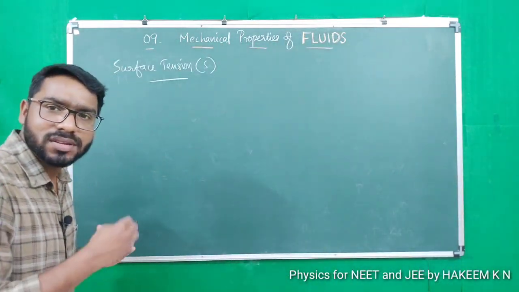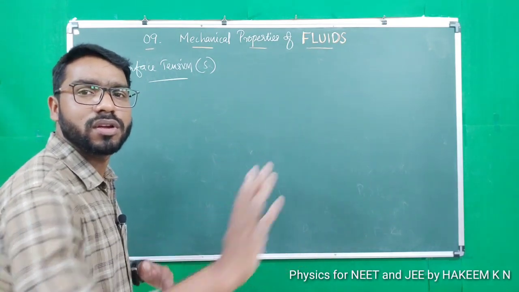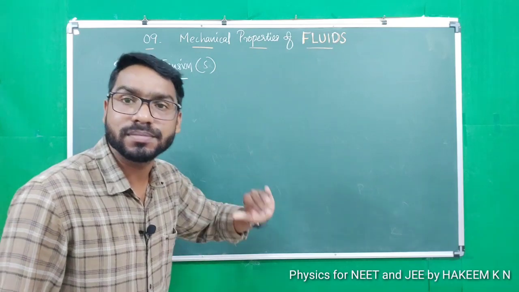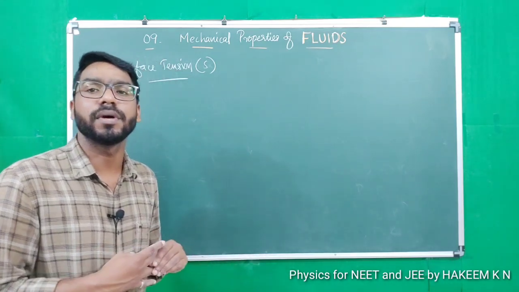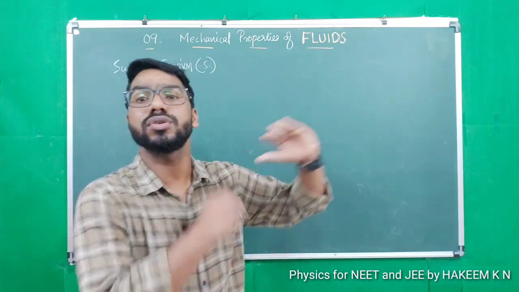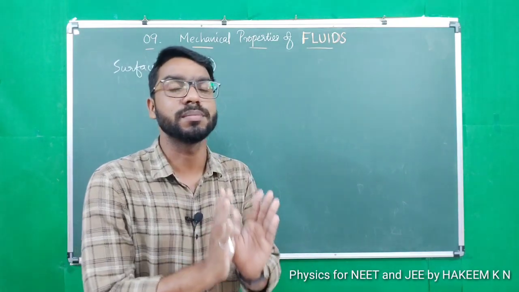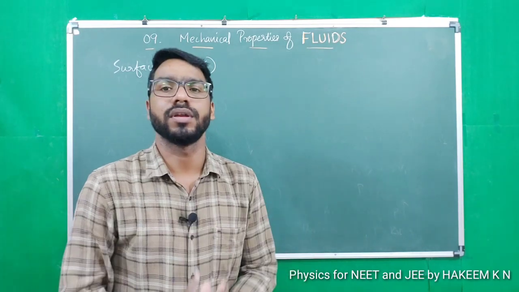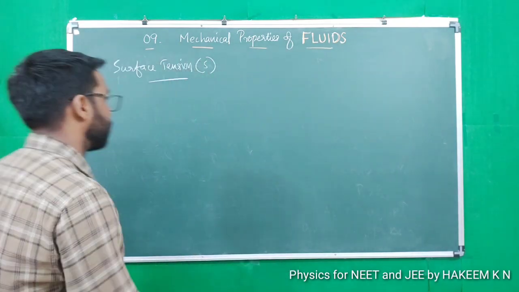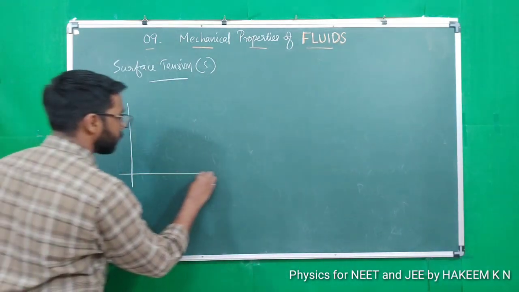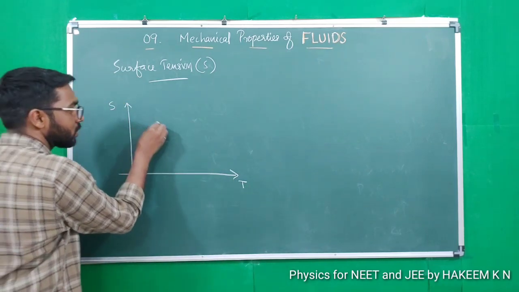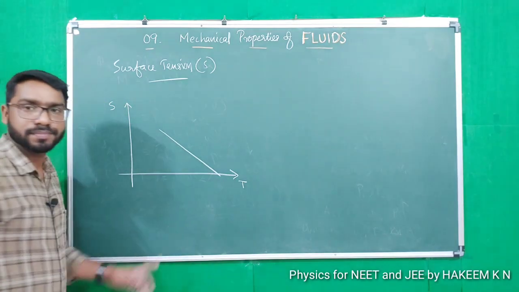And as temperature increases to a particular value called critical temperature, surface tension becomes 0 and the liquid particles start to convert to gas molecules. That means the point is actually the boiling point. That critical temperature lies very close to the boiling point. So when we draw the graph of surface tension versus temperature for water, the shape of the graph will be like this.